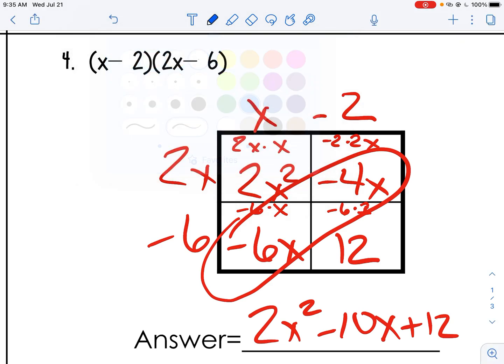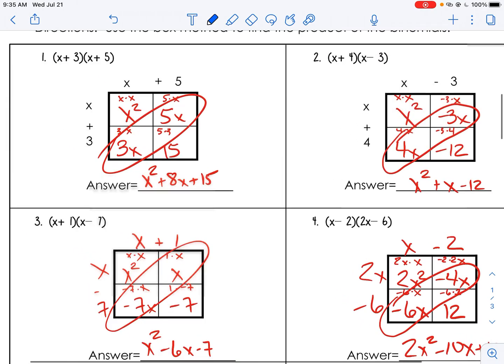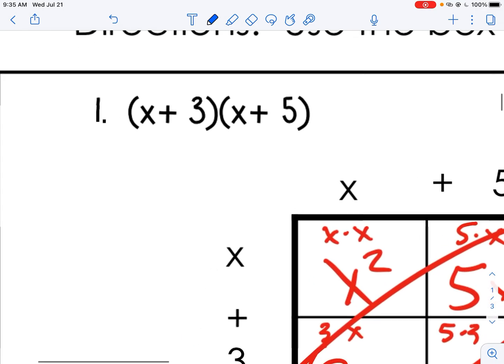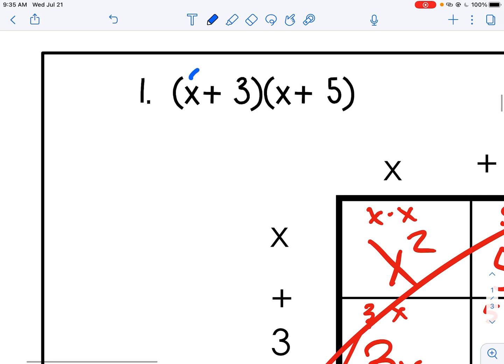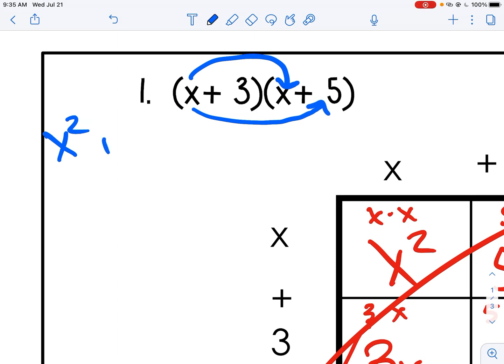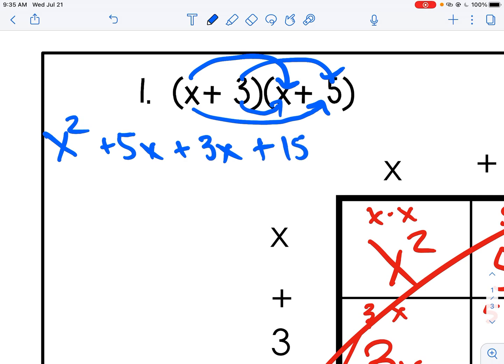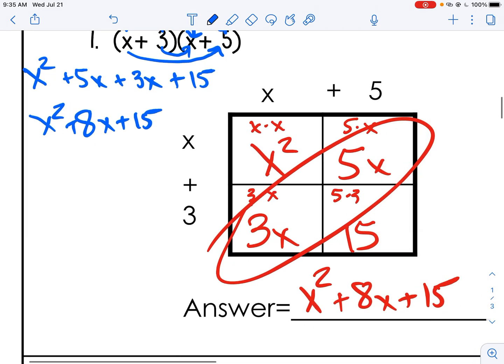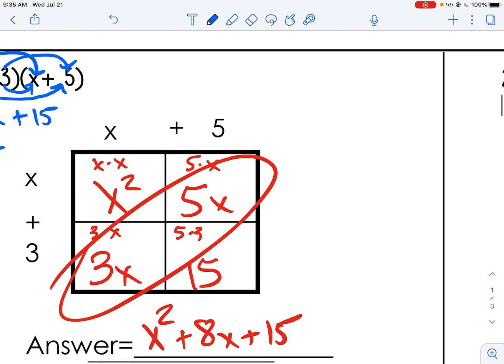Now, do we have to do it the box method each time? No, we don't. We could do it the distributive property. So I would take x times x and get x squared, x times 5 and get 5x, 3 times x, 3x, 3 times 5, which would be 15, and amazingly, you would have the exact same answer. Doesn't matter which way you do it.